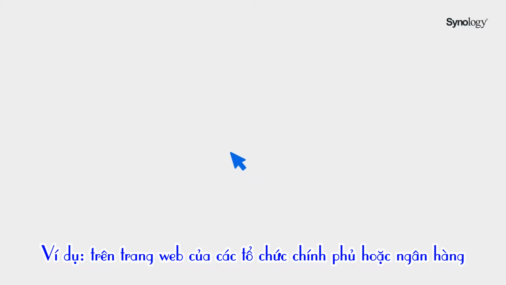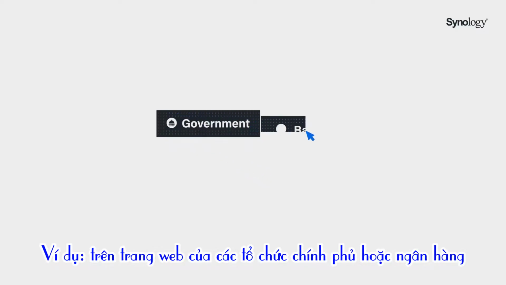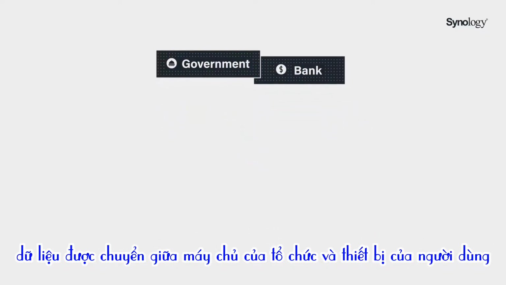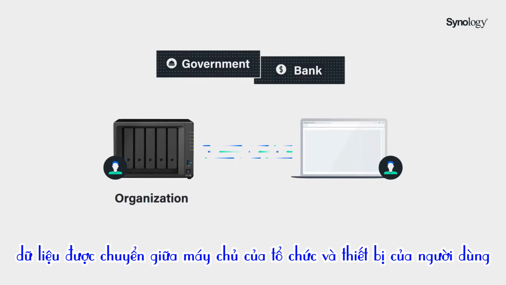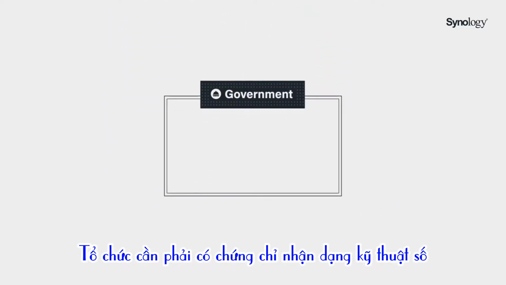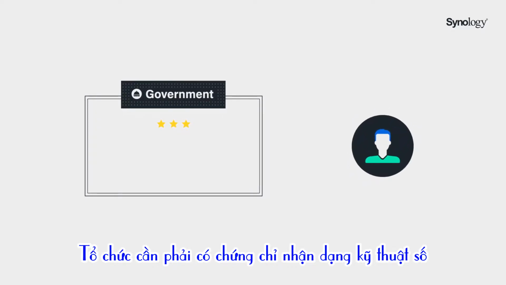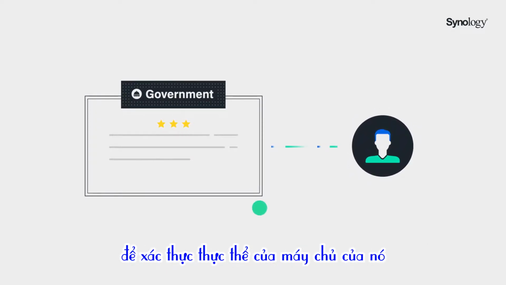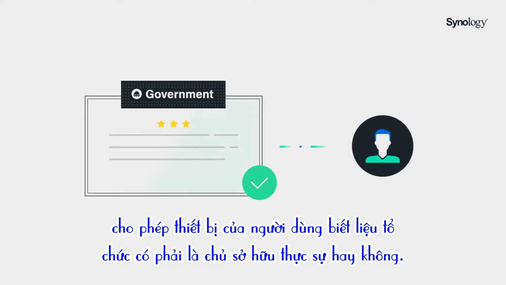For example, on the websites of government institutions or banks, the data transferred between the organization's server and the user's device is encrypted to make sure only the recipient and the sender can read or modify the information. The organization needs to have digital identity certificates to authenticate the identity of its server, allowing the user's device to know whether the organization is the actual owner.